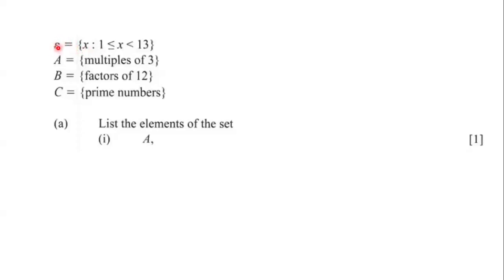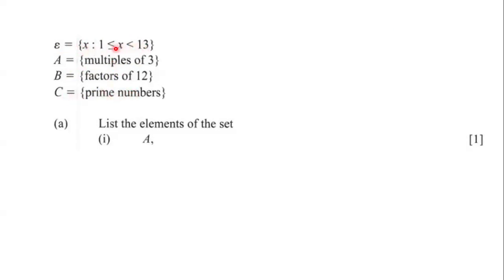The universal set is defined as X such that X is greater than or equal to 1, but X is strictly less than 13. Again, the universal set is defined as X such that X is greater than or equal to 1, but X is strictly less than 13. The set A is defined as multiples of 3. The set B is defined as factors of 12. And set C contains prime numbers.